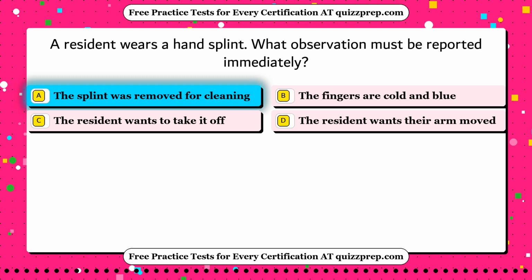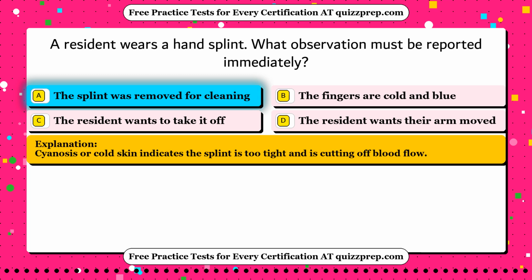The correct answer is option A, the splint was removed for cleaning. Cyanosis or cold skin indicates the splint is too tight and is cutting off blood flow.